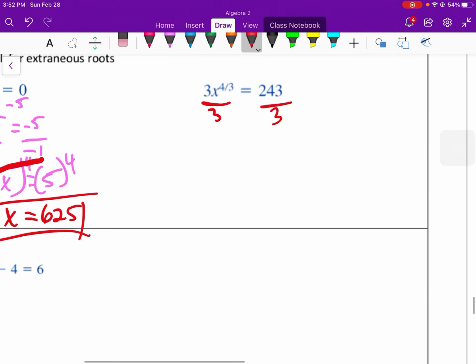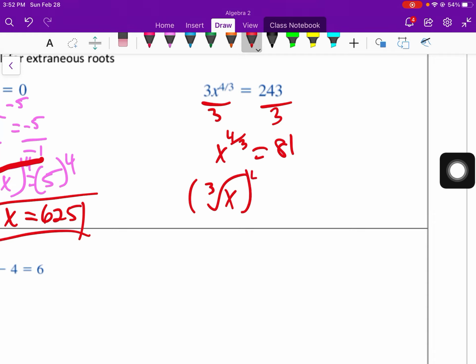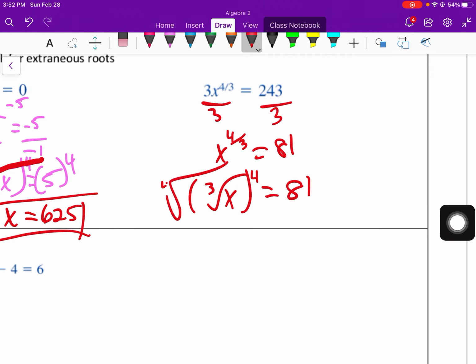This will be pretty familiar to what we have seen. 243 divided by 3 is 81. When I break this up, I'm going to want to rewrite this. That would be the cubed root, because the index is 3, the cubed root of x, all raised to the 4th power for my exponent, equals 81. Now, my first inverse operation is taking the 4th root. Because it's to the 4th power, we must take the 4th root of both sides.